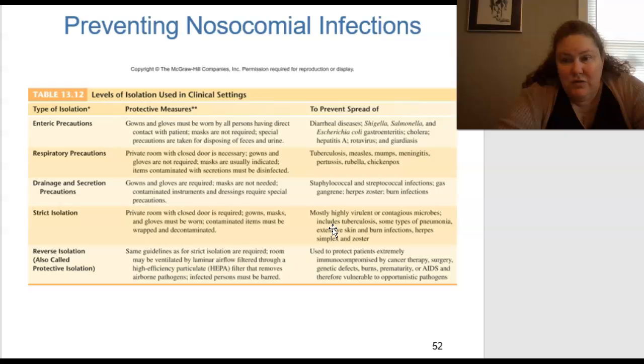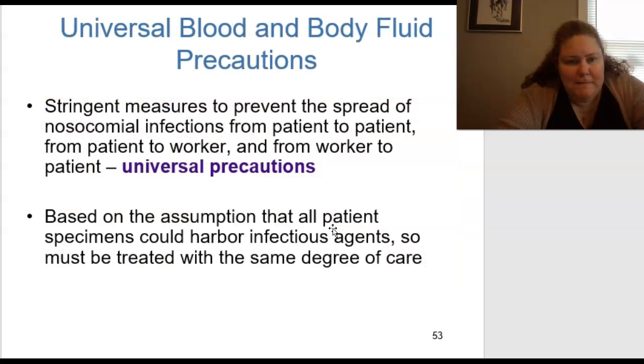You guys are going to get very familiar with this if you go into the medical field. What about universal blood and body fluid precautions? Stringent measures are taken to prevent the spread of nosocomial infections from patient to patient, from patient to worker, and from worker to patient, and these are called universal precautions.